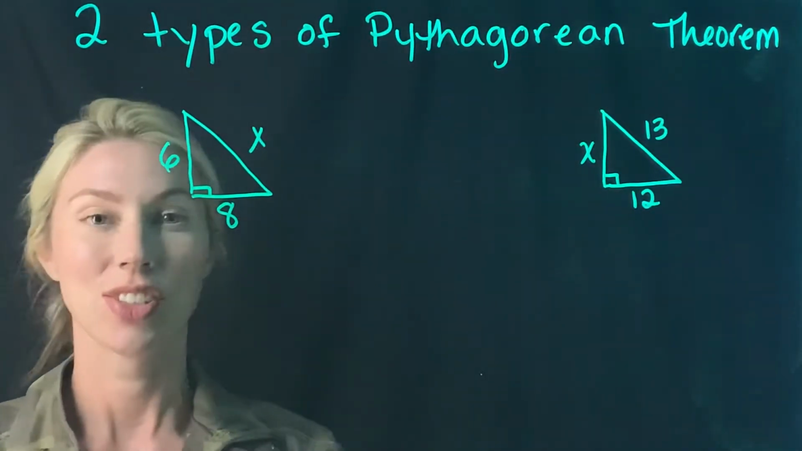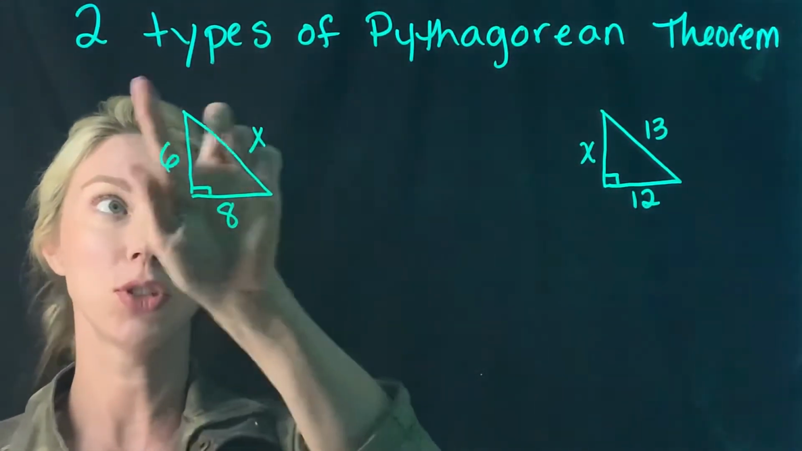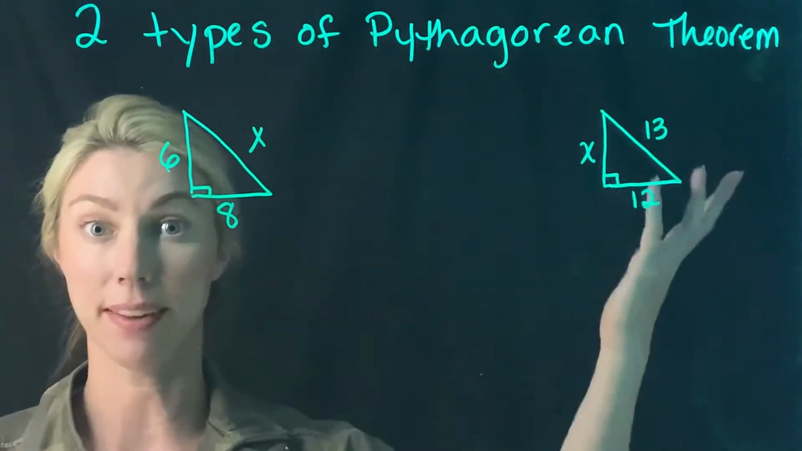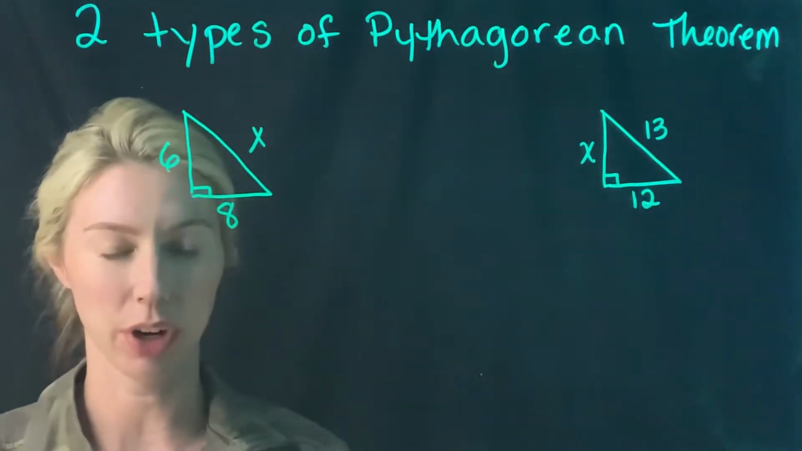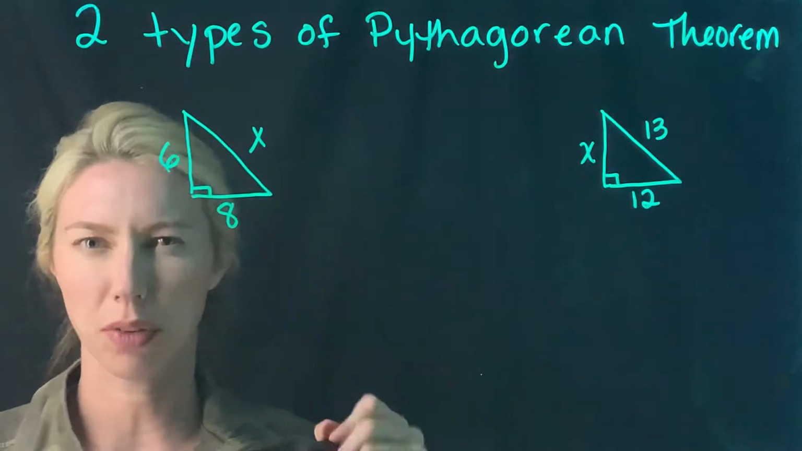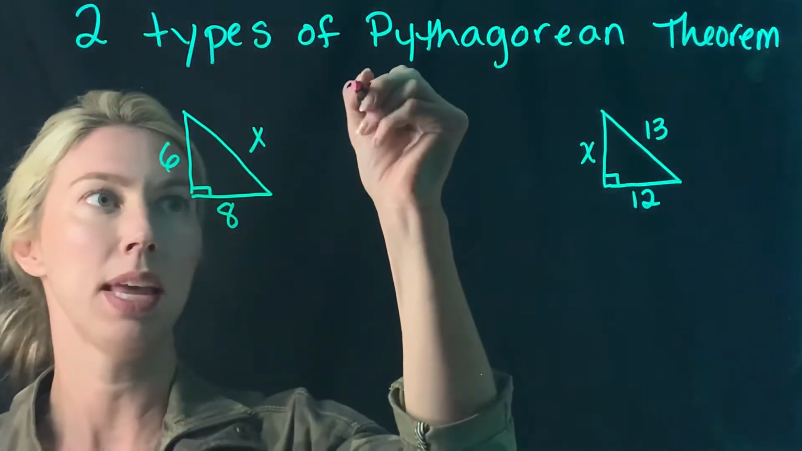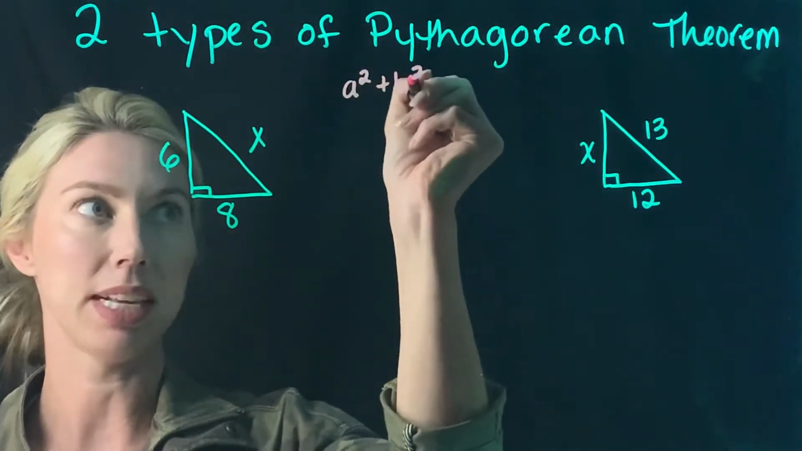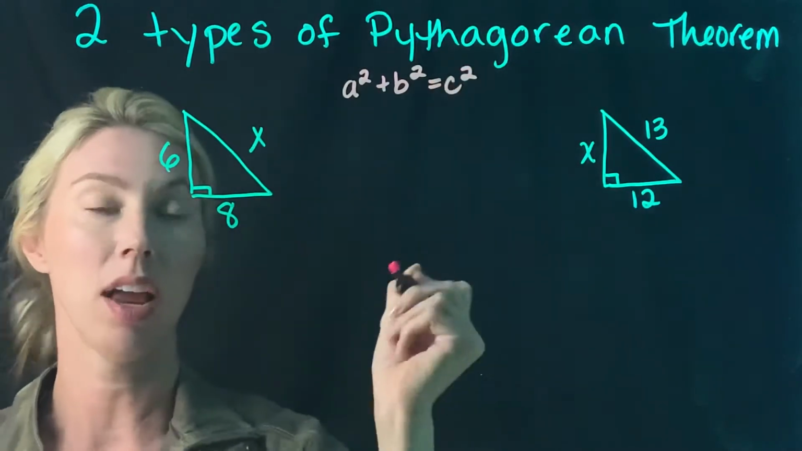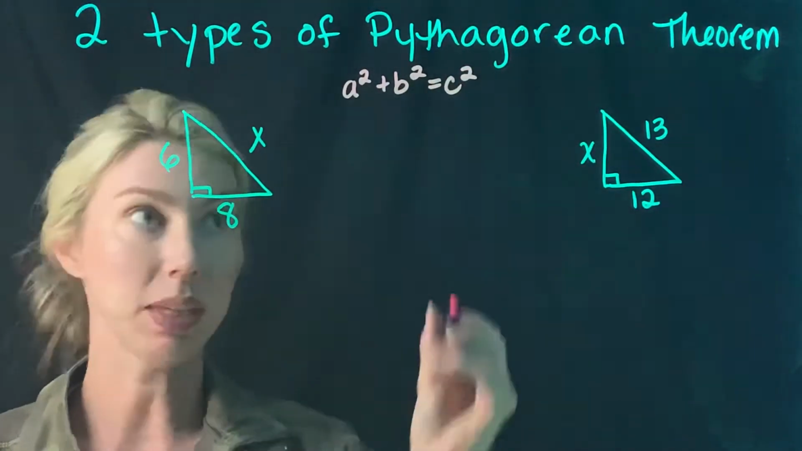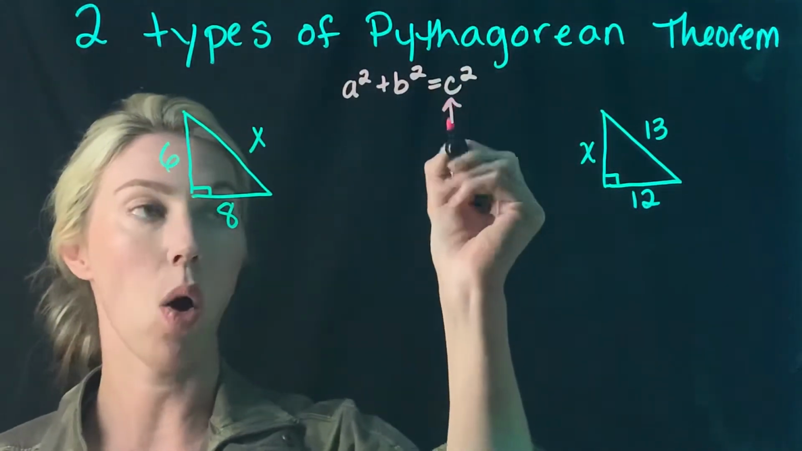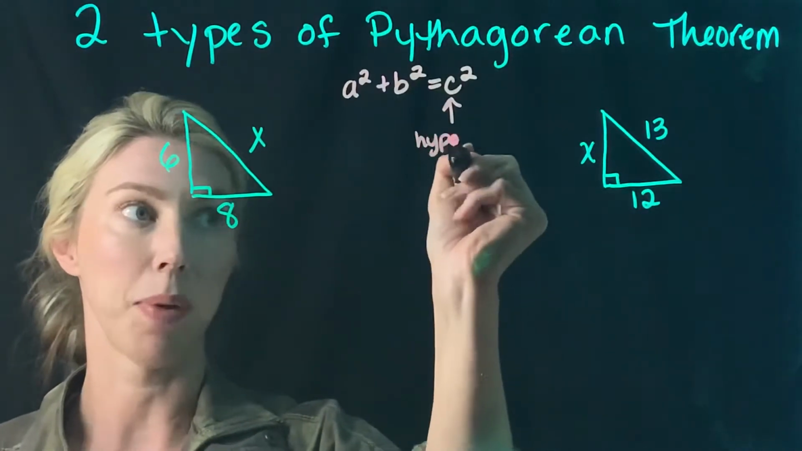Hey guys! So I wanted to go over the two types of Pythagorean theorem problems that you'll encounter. And just to review, the Pythagorean theorem is a squared plus b squared equals c squared. And the number one thing you need to remember is that c always represents the hypotenuse.